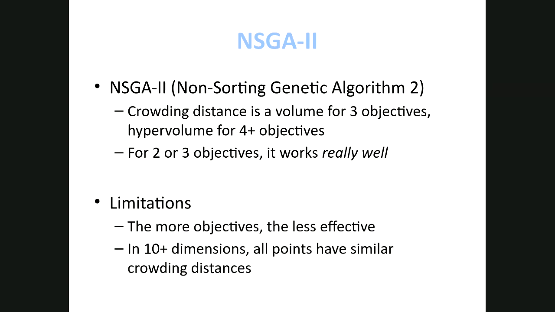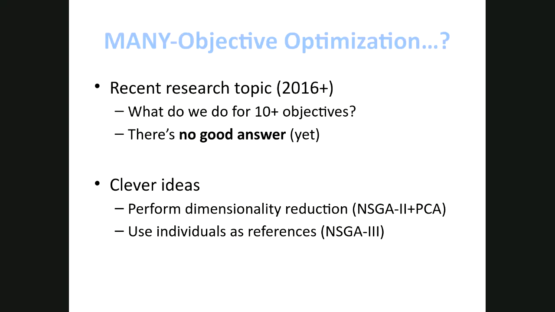And of course, this is research. So it's a relatively recent research topic. It's less than 5 years old, and it is called many objective optimization. And the question of many objective optimization is, what can we do if we have 10 or more objectives? Can we modify NSGA2? Can we find other solutions to find a good Pareto front for 10 or more objectives? So far, there is no good answer. Some clever ideas are going around.